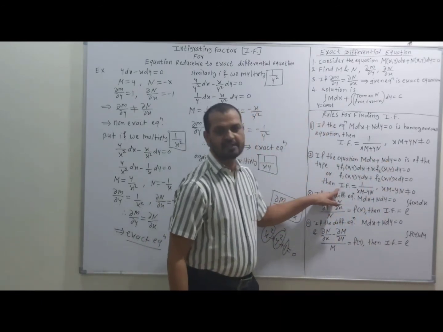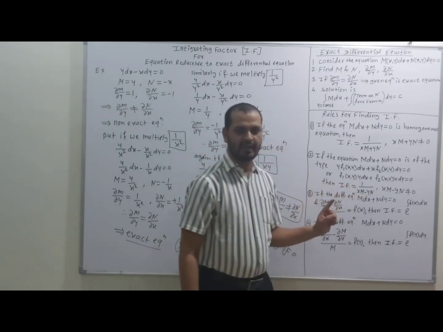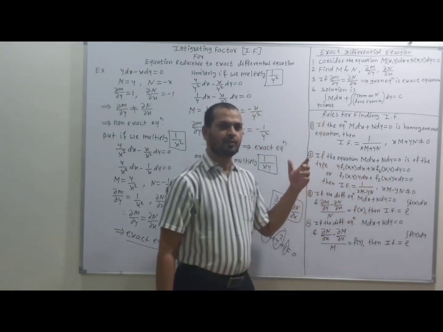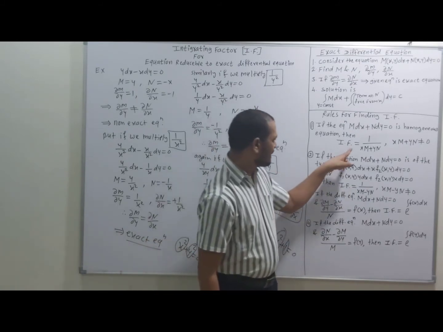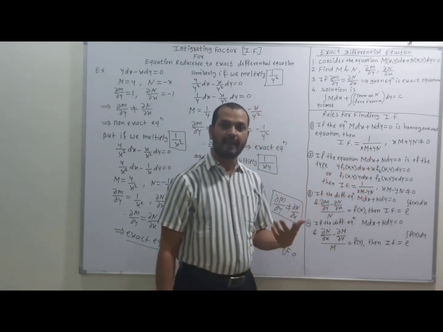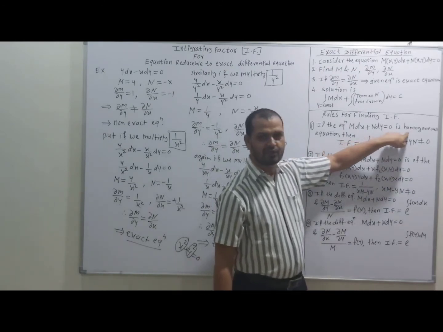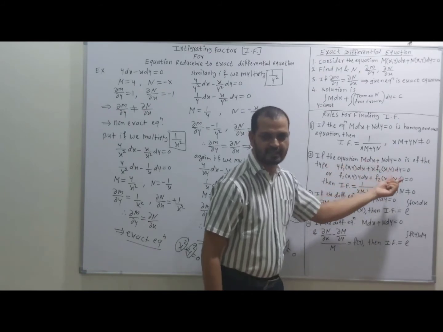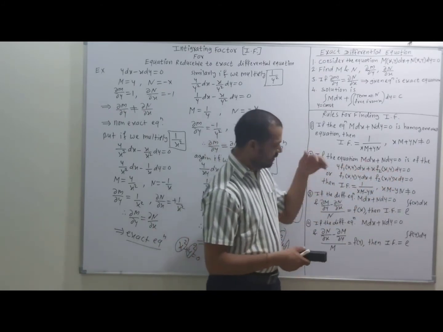Then in such a case, the integrating factor is 1 upon xM minus yN, where the value of xM minus yN is not equal to 0. So this is the formula for finding the integrating factor. The difference between first and second is that here we are getting a plus sign, here we are getting a minus sign. So for the very first rule, we have to check whether the given equation is homogeneous. Then second rule, check whether y and x are common from the first and second term of the standard exact differential equation. Then rule number 3.